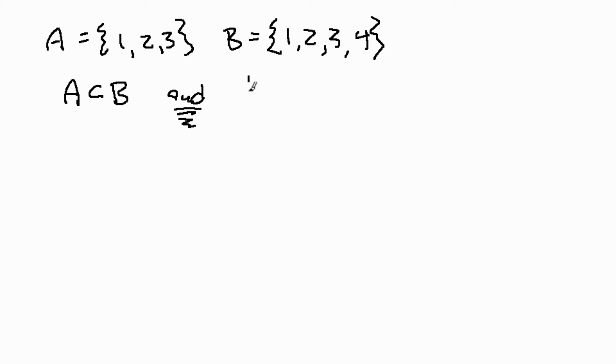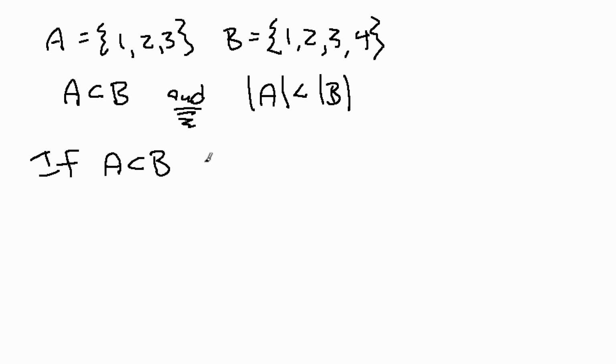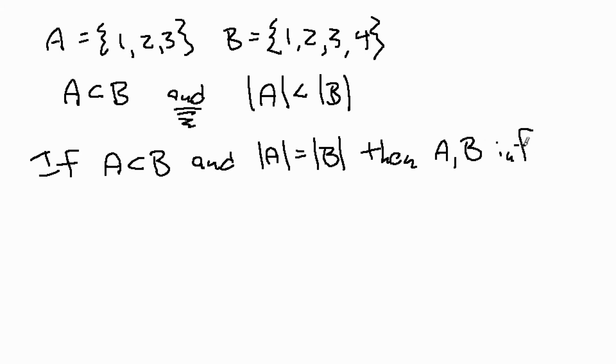and the order of A is less than the order of B. So in fact, we can even say the following. If A is a subset of B, and the order of A equals the order of B, then A and B are infinite. Okay, that's a very interesting result right there.